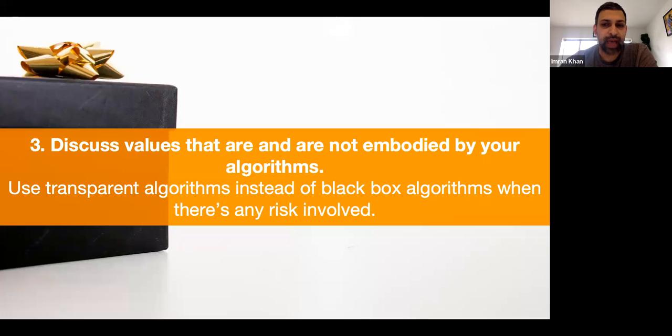Discussing values that are and aren't embodied by your algorithms. This is a bit related to this previous idea that we talked about, thinking about who's actually missing. But there might also be algorithms that you are intending to use that may not have as much clarity, or may not be as interpretable or as open box. There might be more black box algorithms. In general, I think it's good to avoid black box algorithms. If you don't know where they're derived from, if you don't know how certain features are weighted in a model, then there's a risk involved.